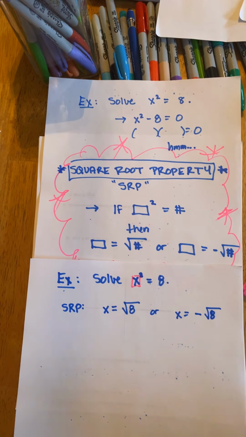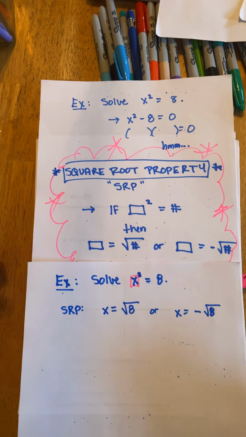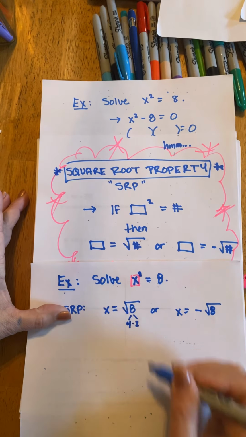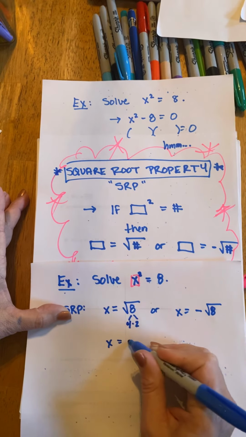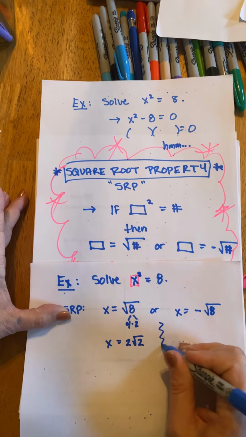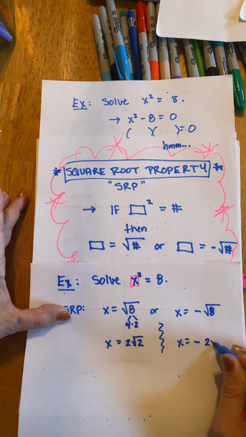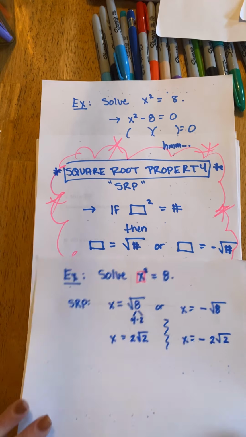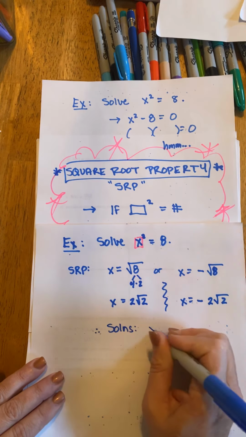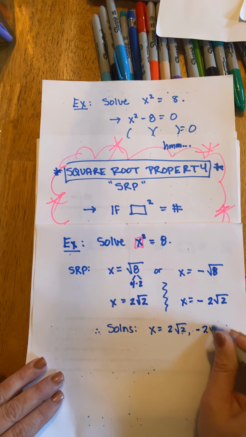So there are solutions, almost, because we still have to practice what we covered in chapter 7 and be sure to simplify all radicals. So we know that 8 can be written as 4 times 2. So x is equal to 2 square root of 2. And over here, I do them separately. X is equal to the opposite of the square root of 8. Well, the square root of 8 we just saw is 2 square root of 2. So therefore, my solutions are x is equal to 2 square root of 2 and -2 square root of 2.